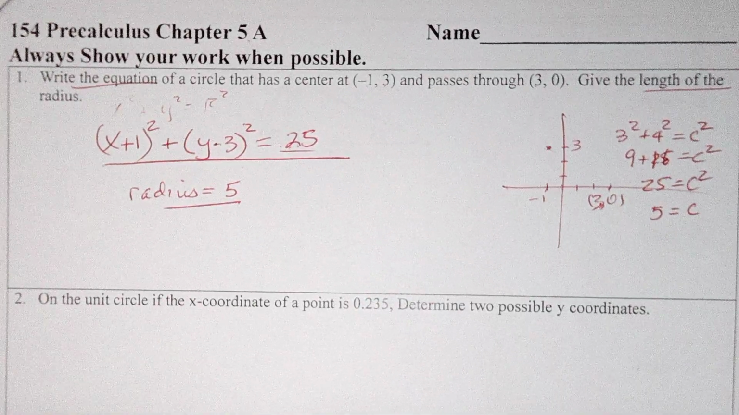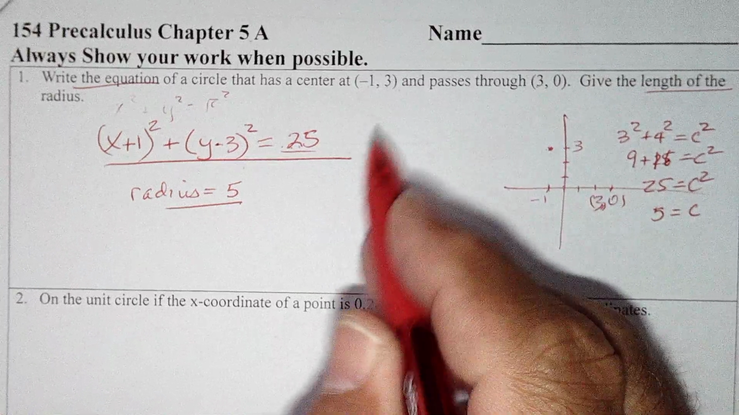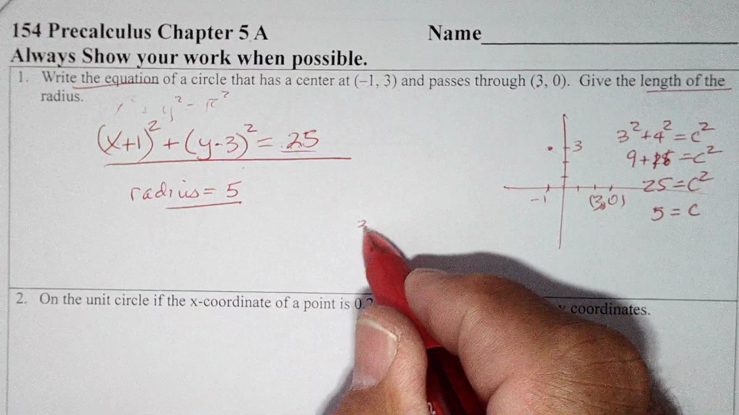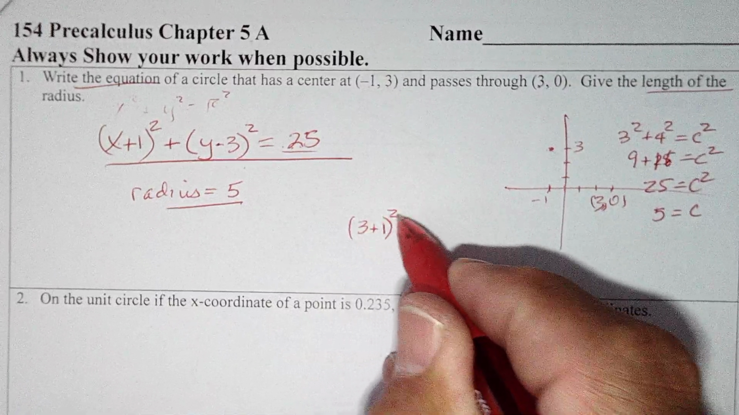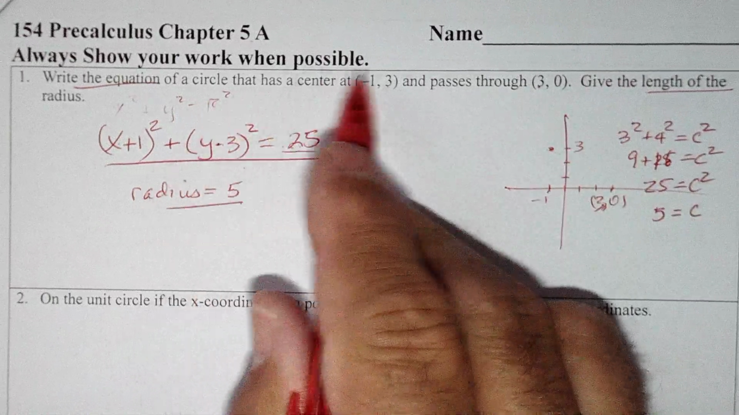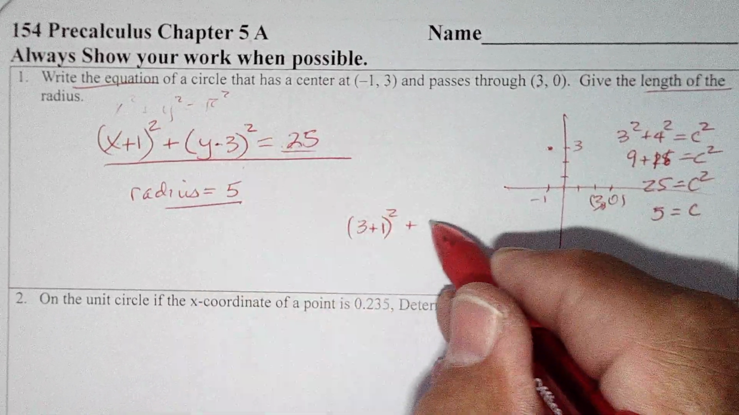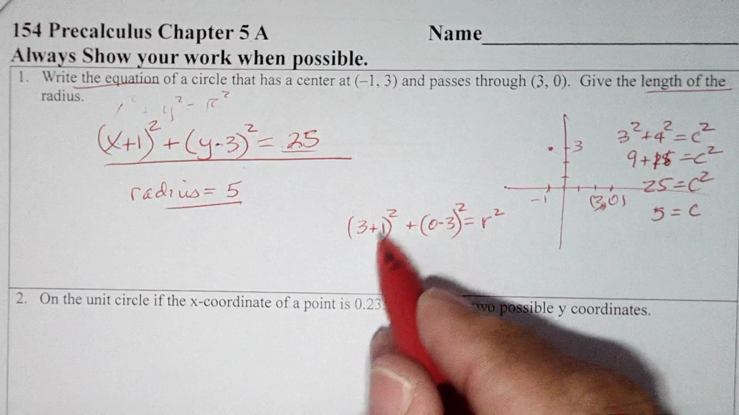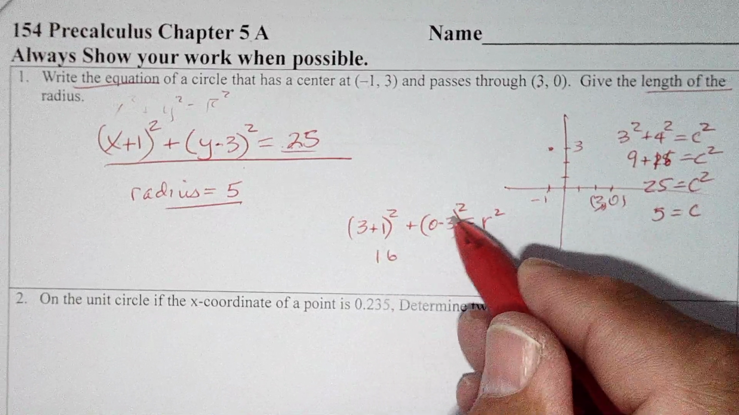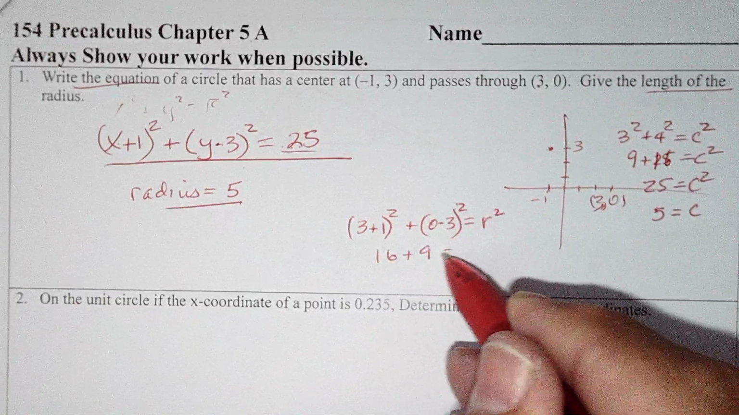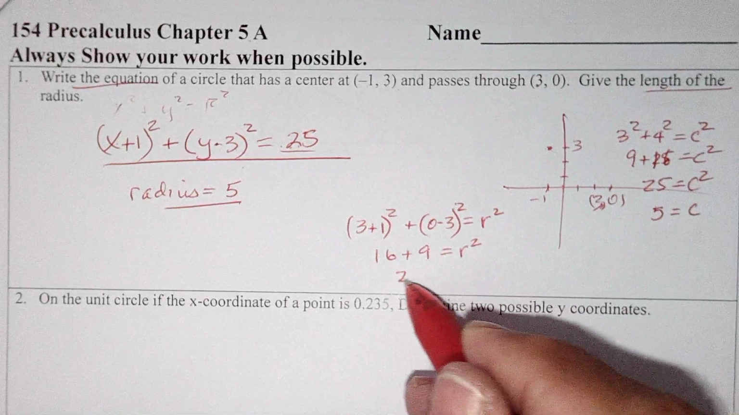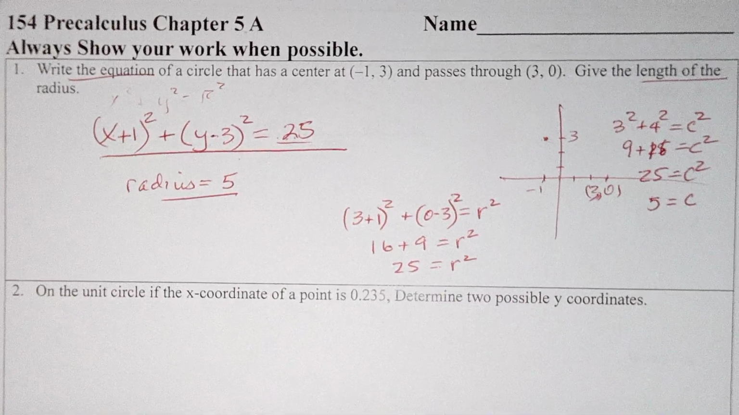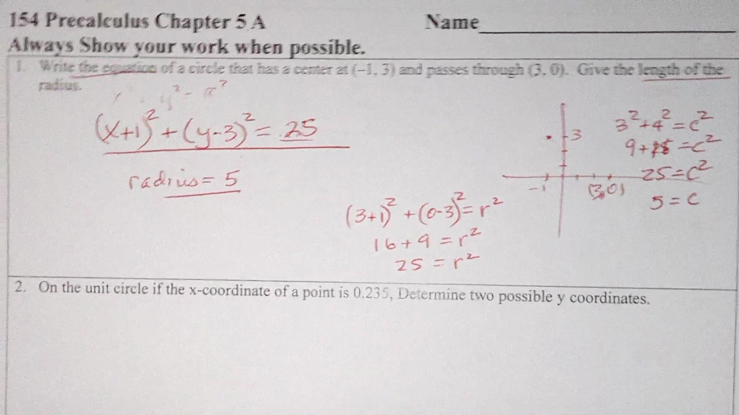Now, some of you, when doing this problem, did it this way. You said, okay, if it's got to go through 3, 0, we put 3 in there, and we get 3 plus 1 squared plus 0 minus 3 squared is r squared. So that's 4 squared, or 16, and minus 3 squared, which is 9. So r squared is 25, and r is 5. It's another way to get it. Some of you did it that way, so I said I'll show you that.